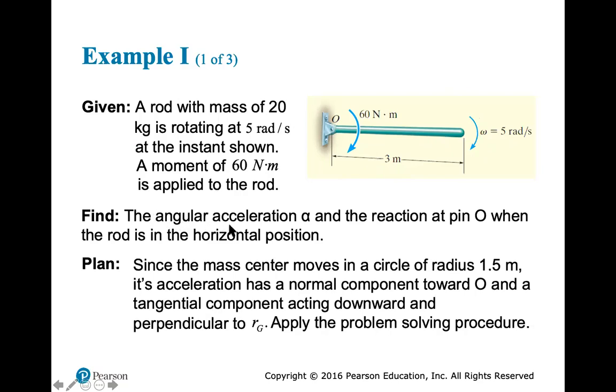The task is to find the angular acceleration, alpha, and the reaction at pin O. So they want us to find the forces generated at point O when the rod is in the horizontal position. And just a warning, watch your minus signs as always when things rotate. They're going to call the tangent direction positive. They're going to say that clockwise is positive, whereas I would feel better saying that counterclockwise is positive. So you just have to watch your minus signs.